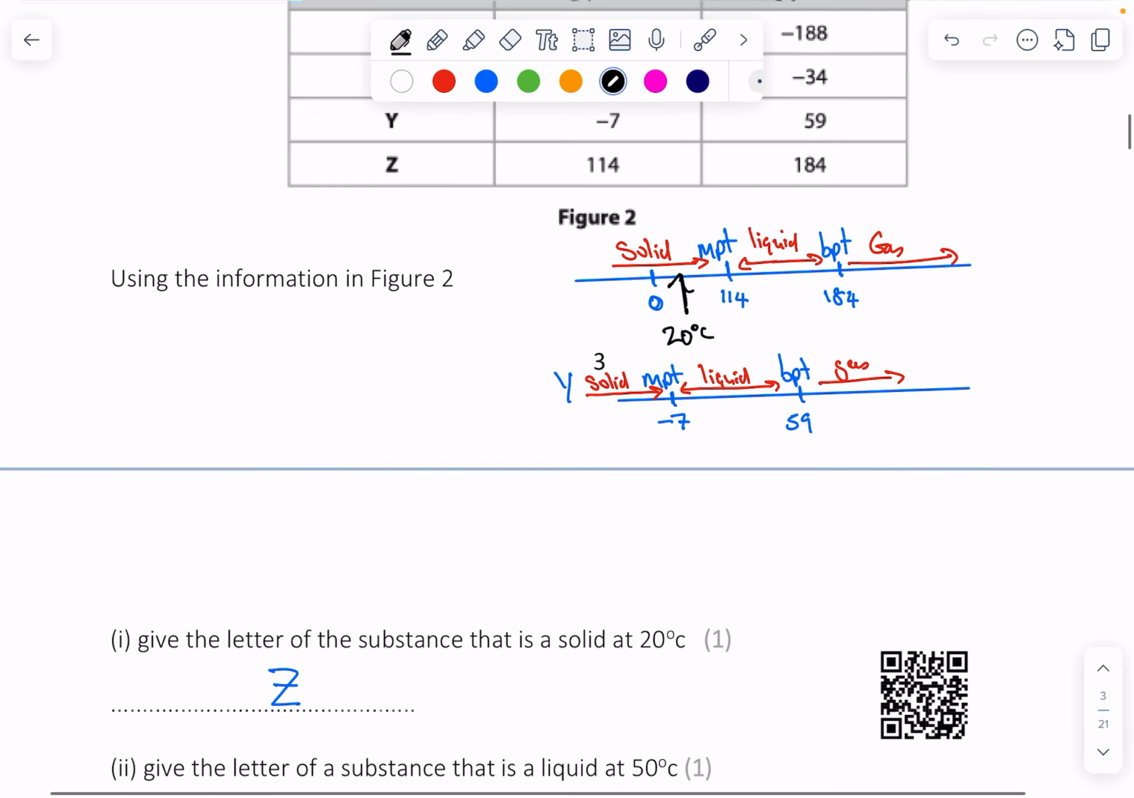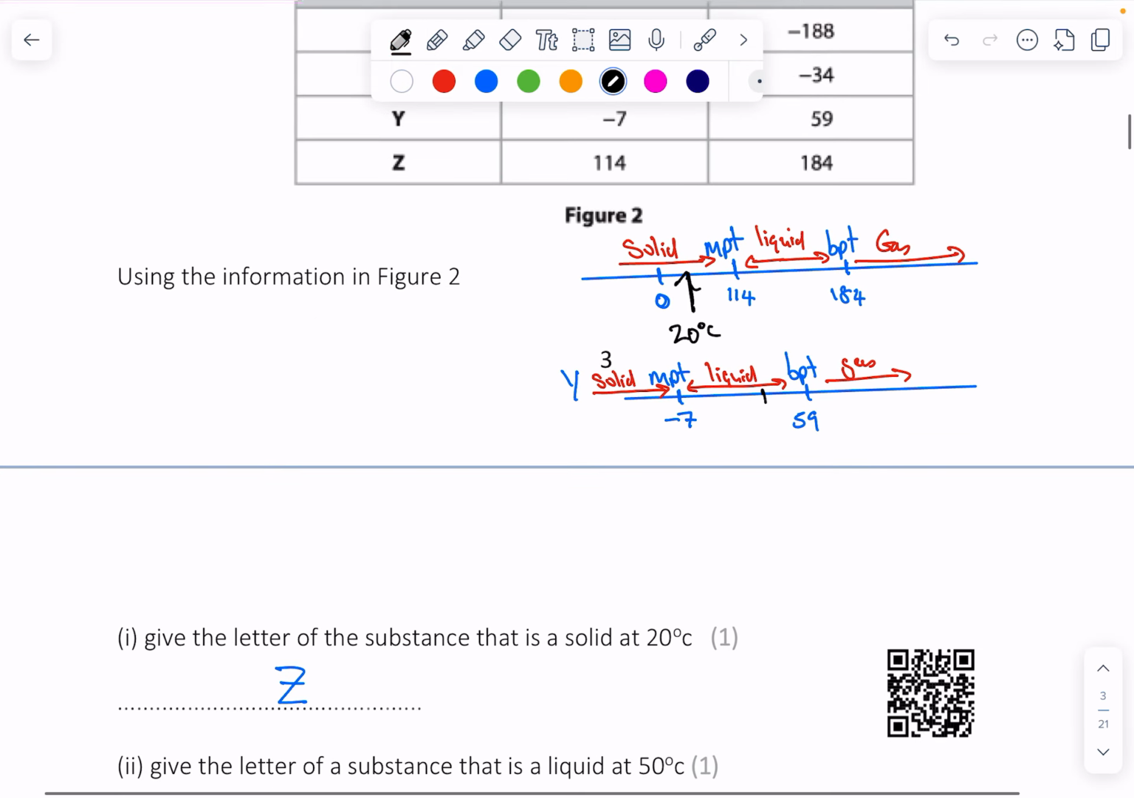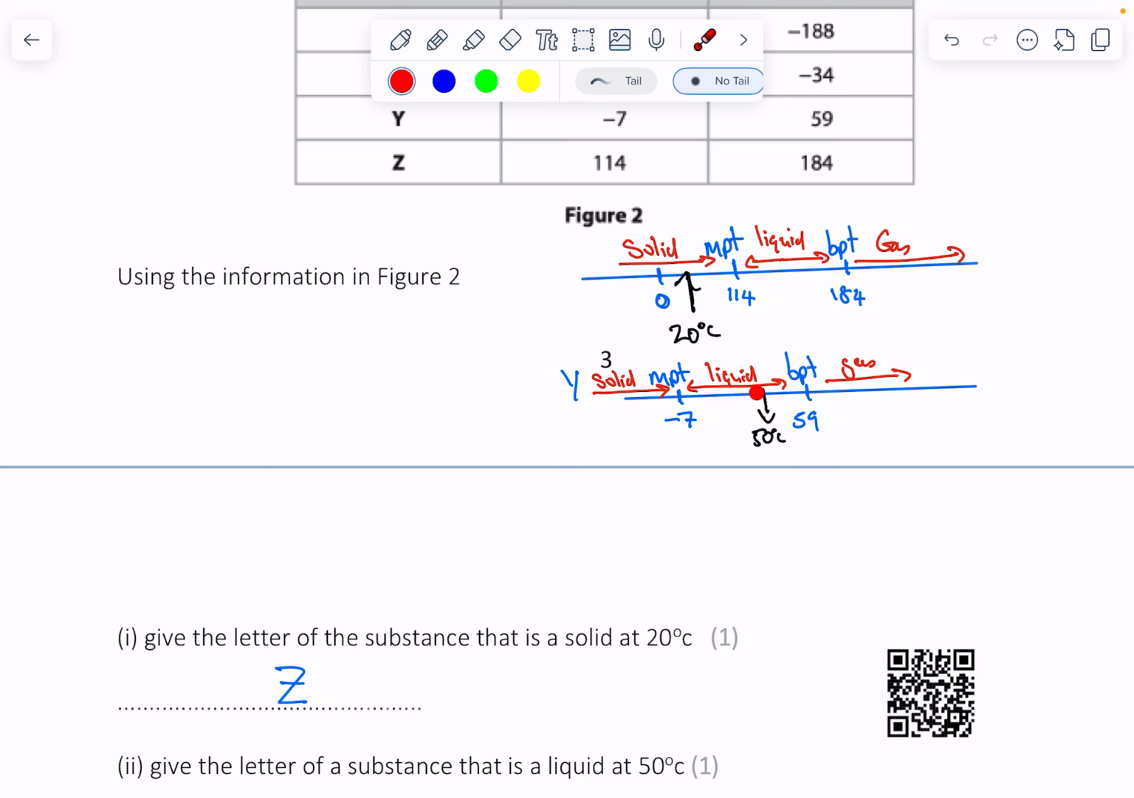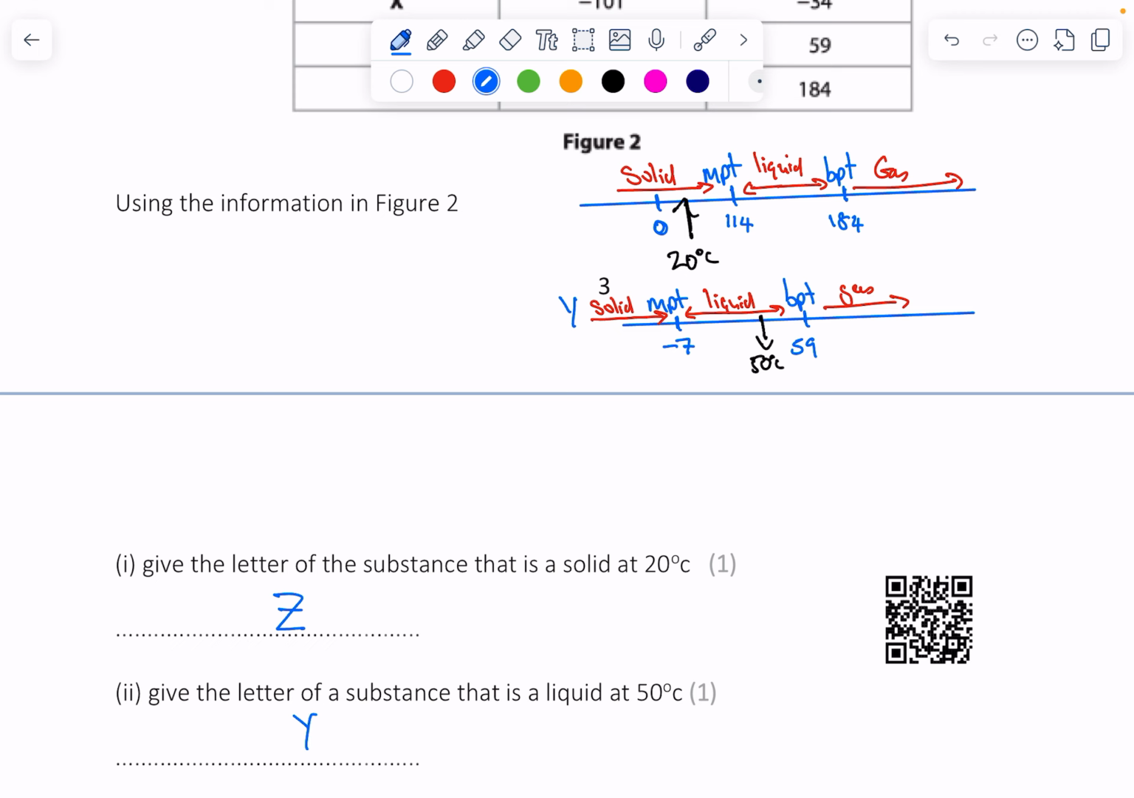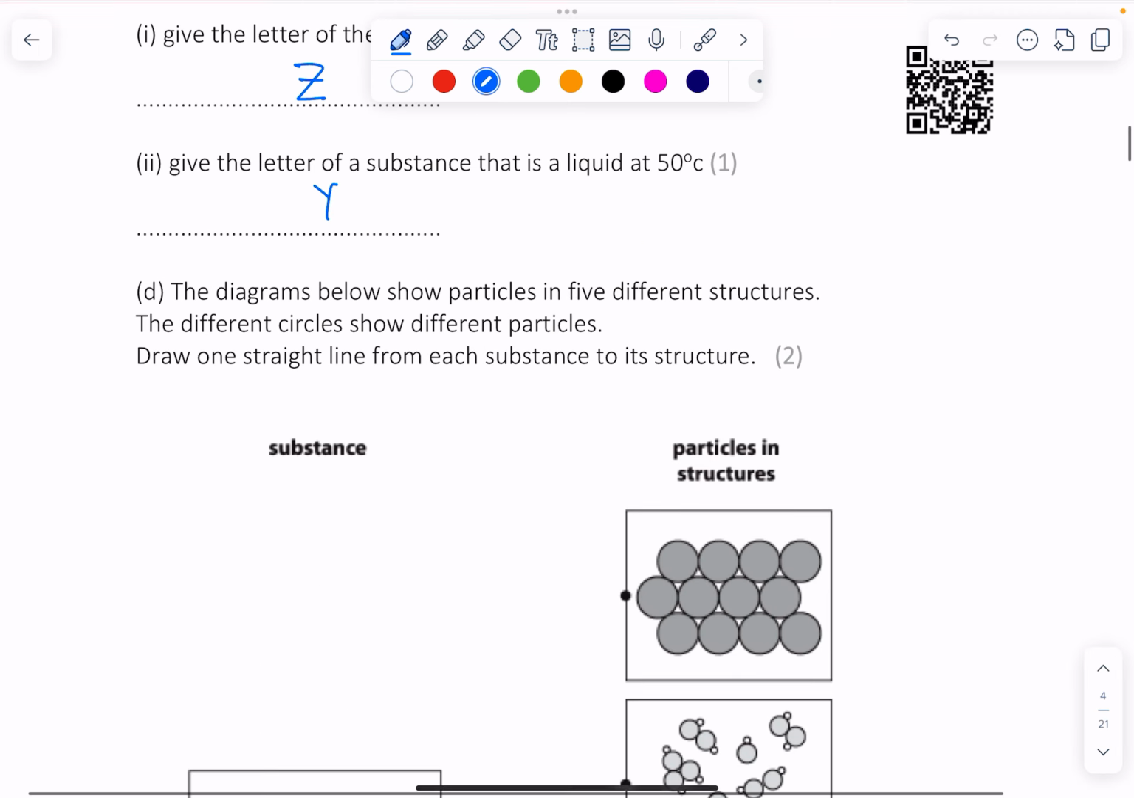The temperature they want us to look at is at 50. So on my number line, 50 would be about here. So that would mean that at 50, this is going to be a liquid. And the question says give one that's a liquid. So it's going to be substance Y would be a liquid at that particular point.